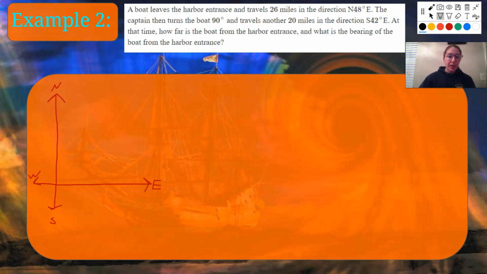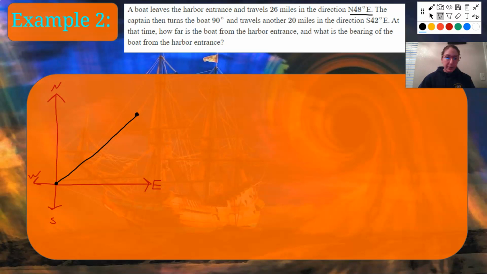Now I'm going to draw. So a boat leaves the harbor entrance. So the harbor entrance, which is our starting point, we're going to make that our origin, travels 26 miles in the direction of north 48 east. So I go north, I know I'm going 48 degrees to the right because I'm going east. So that means that right down the middle will be 45, so a little bit further than right down the middle.